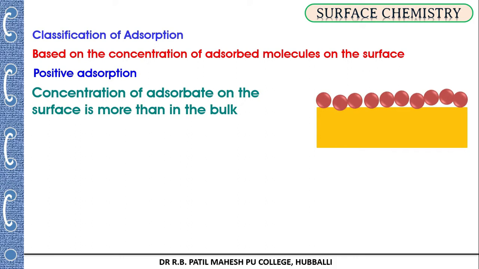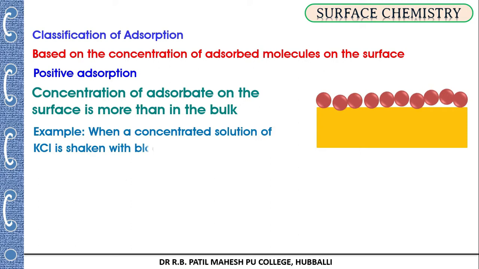The example is when concentrated solution of KCl solution is shaken with blood charcoal, it shows positive adsorption. KCl adsorbed more on the surface of the blood charcoal rather than in the bulk.